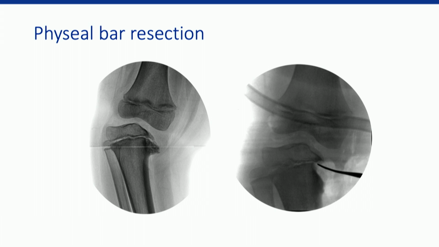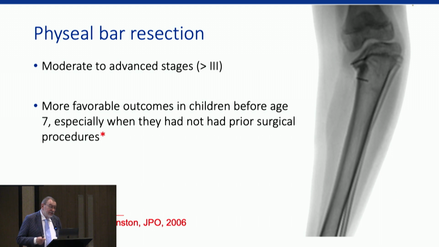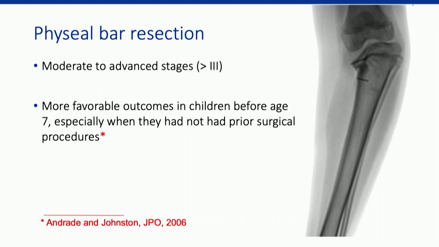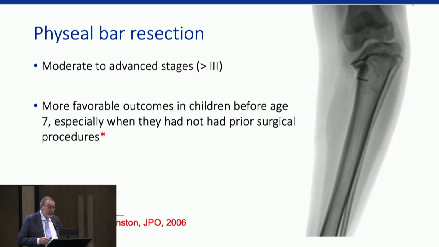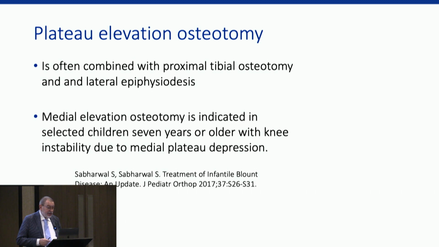Another technique which we love a lot and use at Scottish Rite is physeal bar resection. Usually the suggestion is to do it in Langenskiold stage 3 or more, with more favorable outcomes in children before age 7, especially if they have not had previous surgeries. But we often combine bar resection with other techniques, with growth modulation or high tibial osteotomy. Plateau elevation is suggested as indicated in selected children 7 years or older with knee instability due to medial plateau depression, and is often combined with osteotomy.